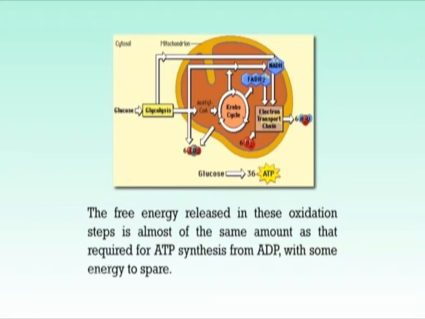So cells convert glucose to carbon dioxide not in a single high energy releasing reaction, but in a series of controlled reactions, some of which are oxidations. The free energy released in these oxidation steps is almost the same amount as that required for ATP synthesis from ADP, with some energy to spare.